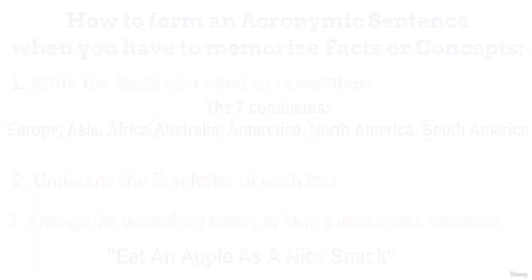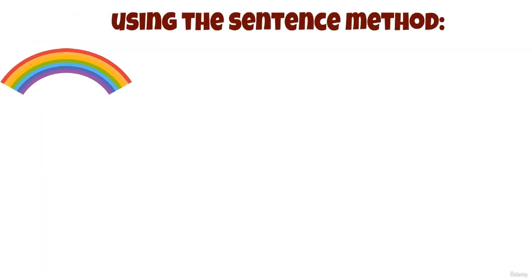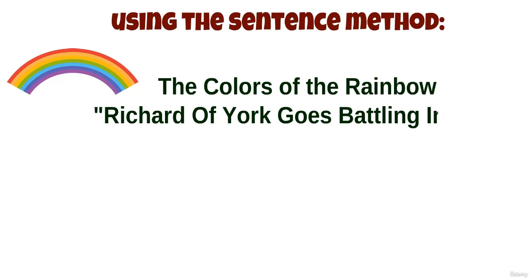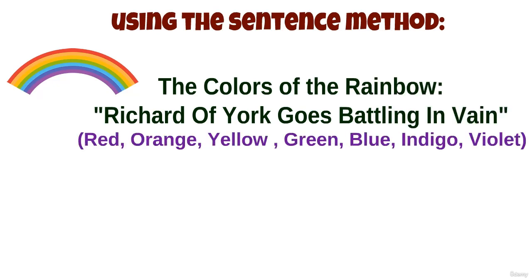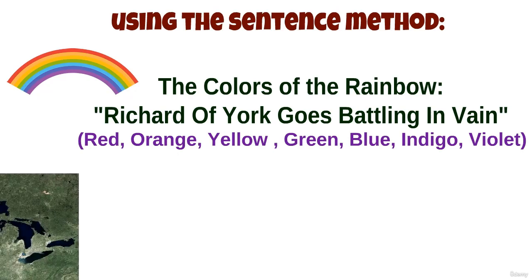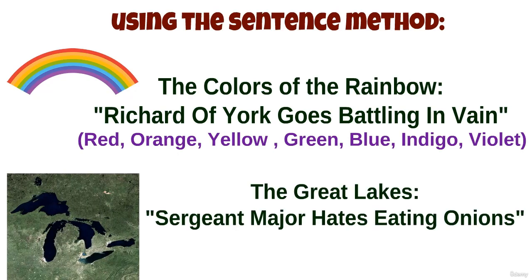Here are 2 examples presented earlier, which we can now memorize by using the sentence method. The colors of the rainbow. Richard of York goes battling in vain. The Great Lakes. Sergeant Major hates eating onions.